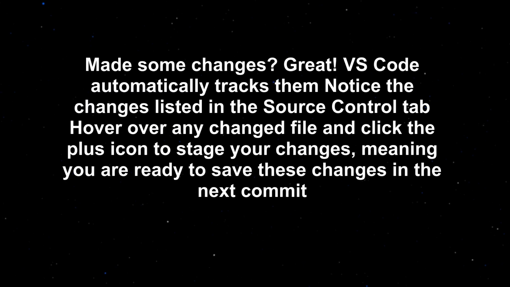Made some changes? Great! VS Code automatically tracks them. Notice the changes listed in the Source Control tab. Hover over any changed file and click the plus icon to stage your changes, meaning you are ready to save these changes in the next commit.